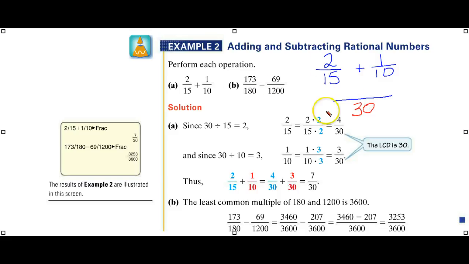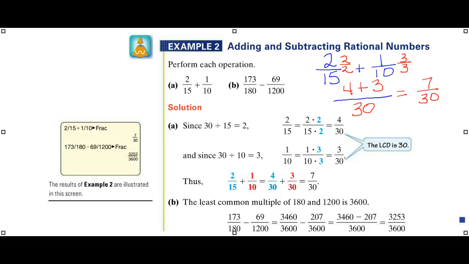Now, a shortened form of what we did before is, what do we need to multiply 15 by to make it 30? And if you said 2, that's the form of 1. So 15 times 2 is 30. 2 times 2 then is 4. What do we have to multiply the 10 by? And again, it's a 1 in the form of 3 over 3. So we then get 7/30ths as our answer.